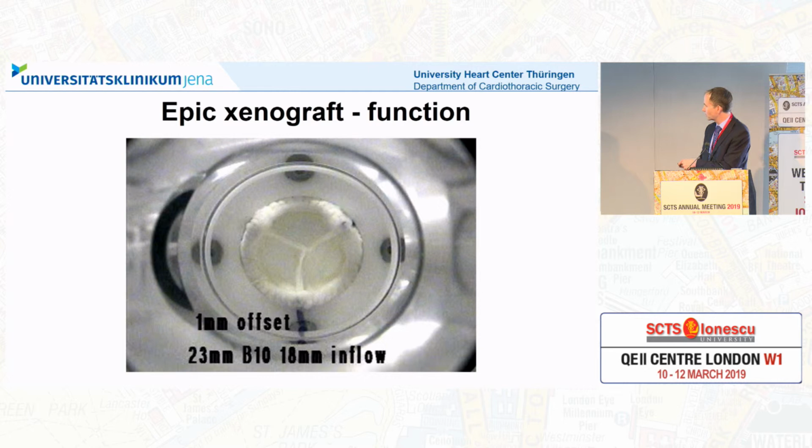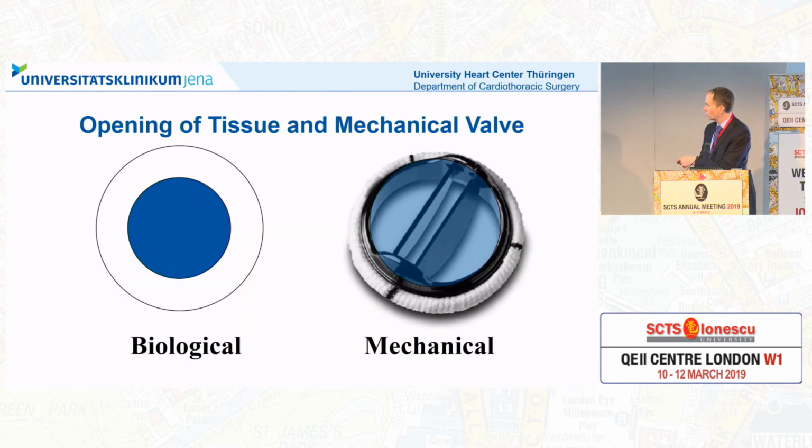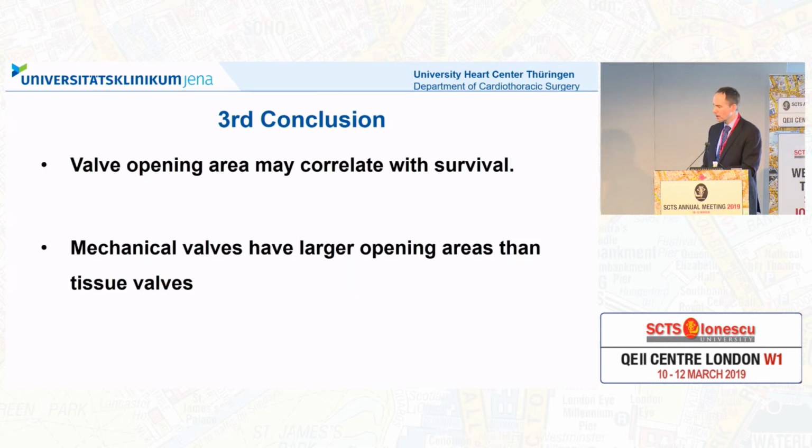Anyway, if this valve opens here, you can see an outer diameter and you see the opening area. And if you draw this, this is what it looks like. Okay? So you have this opening for this outer diameter. So if you have a mechanical valve that has the same outer diameter, you have this opening area because those 2 leaflets here, they barely obstruct flow. So bottom line is, valve opening area may correlate with survival. Mechanical valves have larger opening areas than tissue valves.